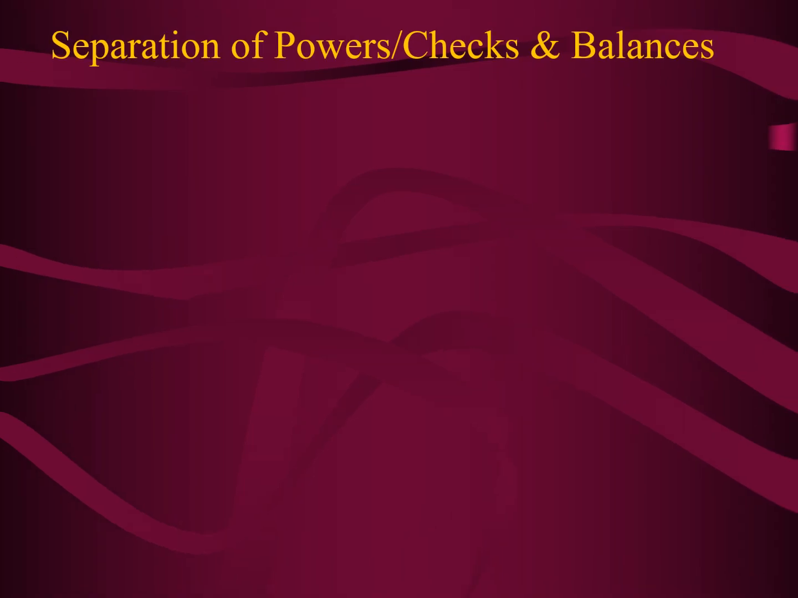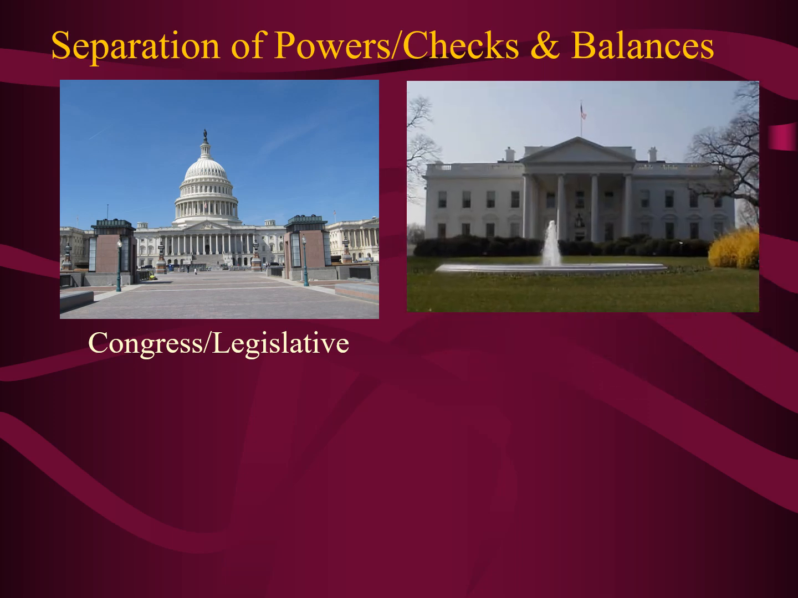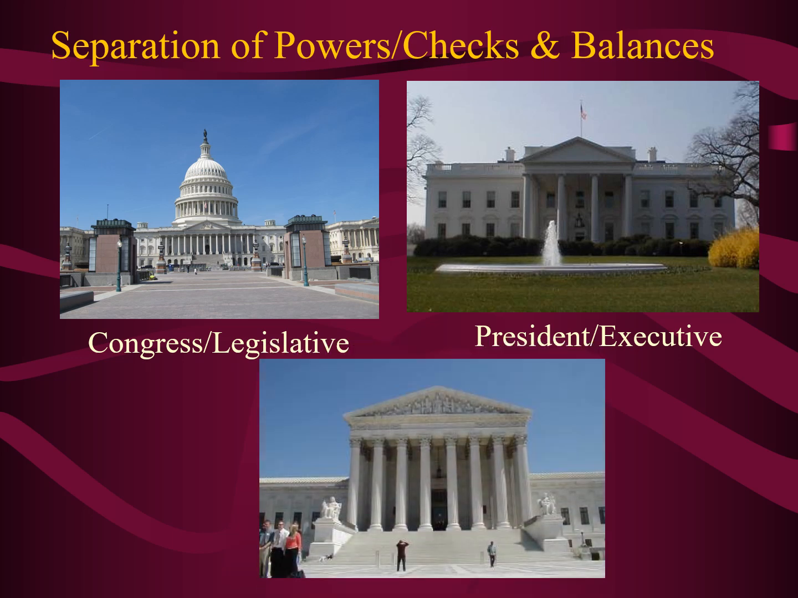As many of you are probably aware, we have 3 branches in the United States government. On the upper left, we see the legislative branch, which is made up of Congress. On the upper right, we see the executive branch, where the president lives and works in the White House. And in the bottom center, we have the judiciary, or the Supreme Court building.